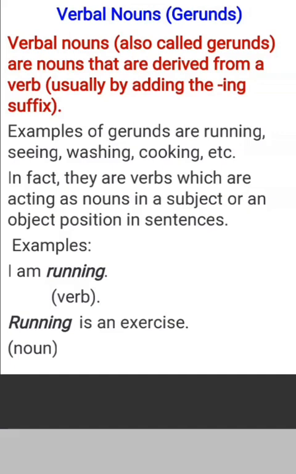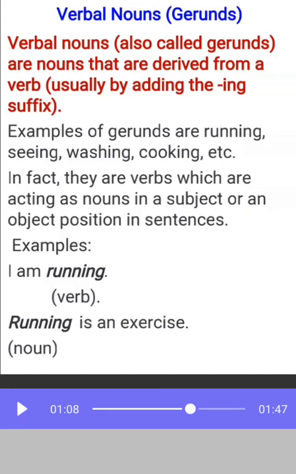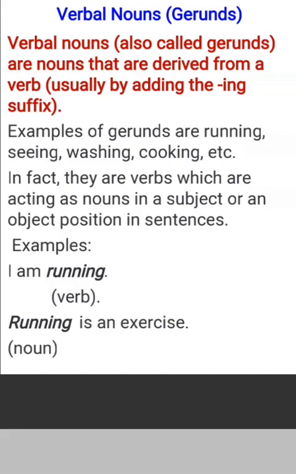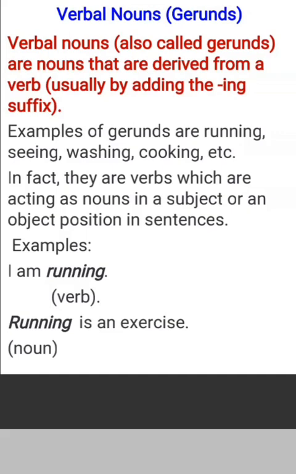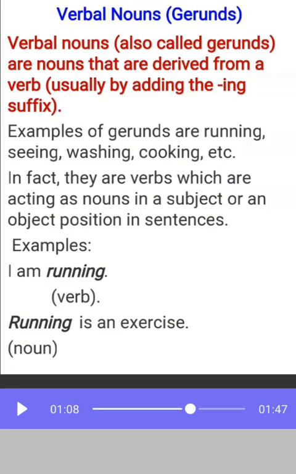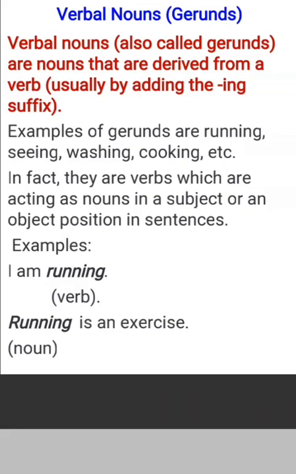Examples of gerunds are running. The word run, R-U-N, is a verb. But if you add ing to form running, it becomes the name of an activity in the form of a sport. Yes, a name of a type of sport. And so running now becomes a noun because it's acting as a name of a type of exercise. And so that is a verbal noun because it's a name. Yes, that's that for that.